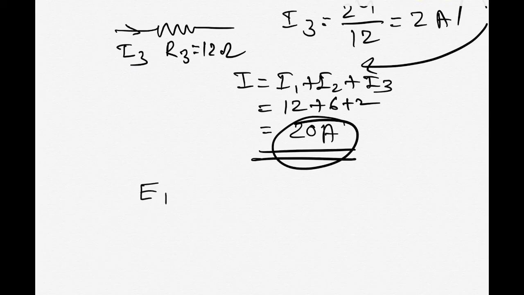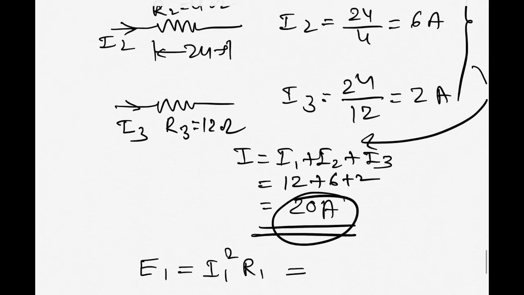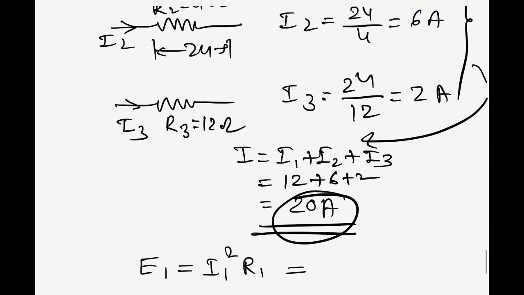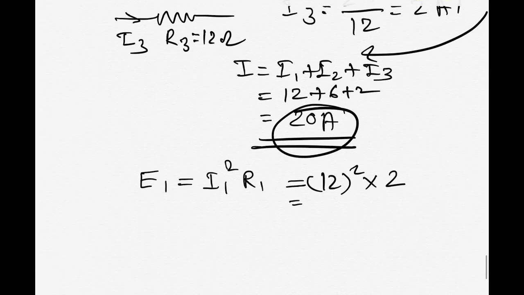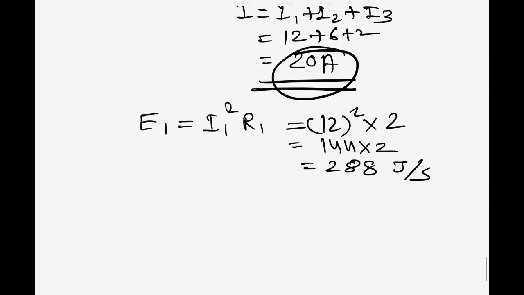If E1 is the energy consumption rate in resistor R1, then it will be I1 squared times R1. Here I1 is 12 amperes, so 12 squared into R1, which is 2 ohms. So it becomes 144 into 2, which is 288 joules per second.